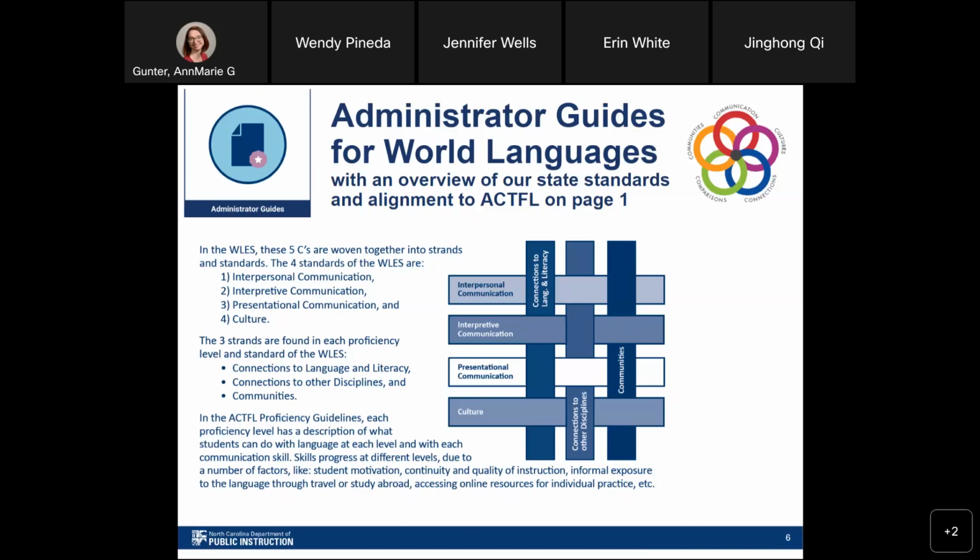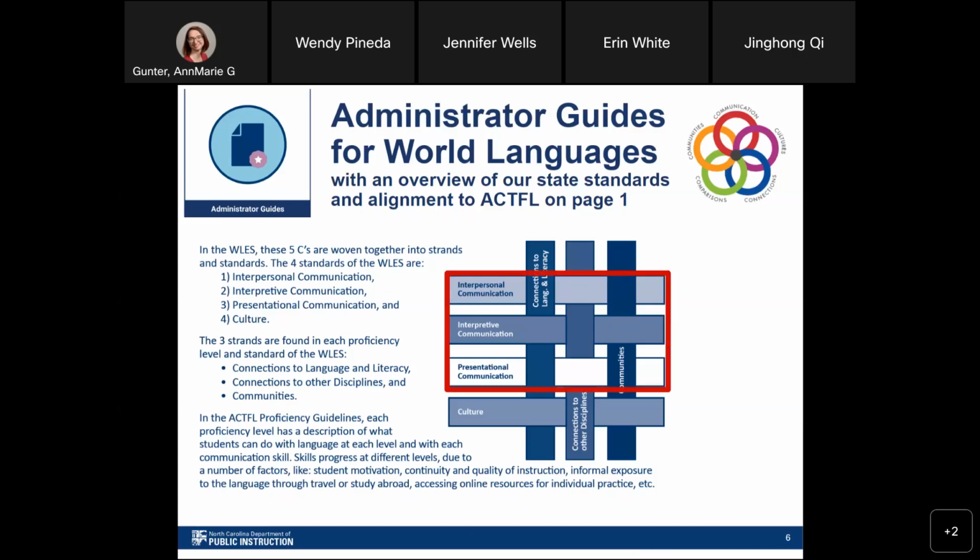So in North Carolina, our 5 Cs are woven together into strands and standards in our state standards. We have 4 standards, as you know. The first one is interpersonal communication. The second one is interpretive communication, like listening and reading and viewing. And the third one is presentational communication, like writing and rehearsed speaking.